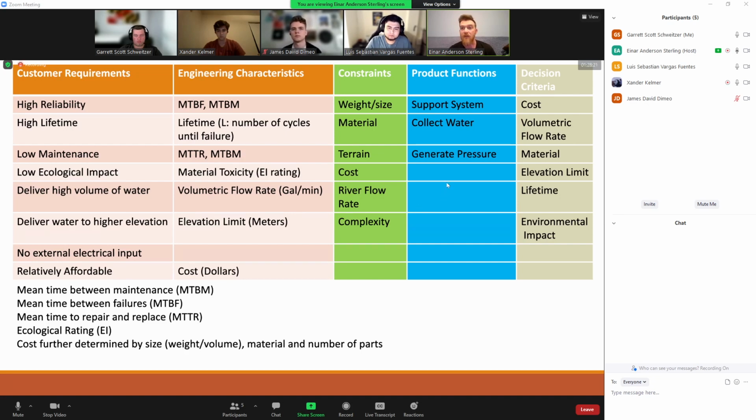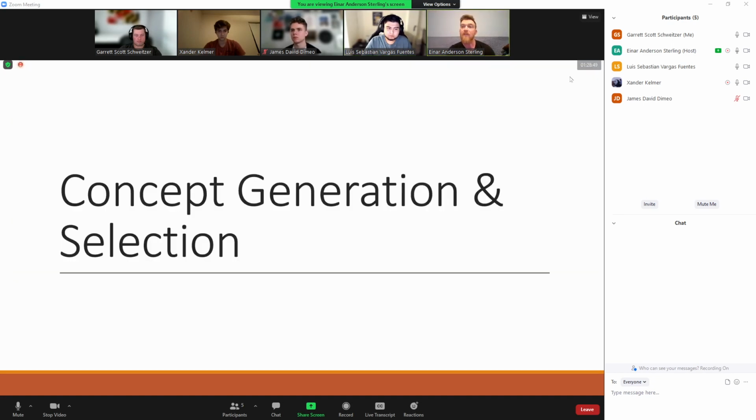For product functions, we have listed creating a support system, collecting water, and then generating pressure to elevate the water that we've collected. And the decision criteria that we've found were cost, volumetric flow rate, material elevation limit, lifetime, and environmental impact. All right, so from here, we'll be going into concept generation and selection. I'll turn it over to Xander.